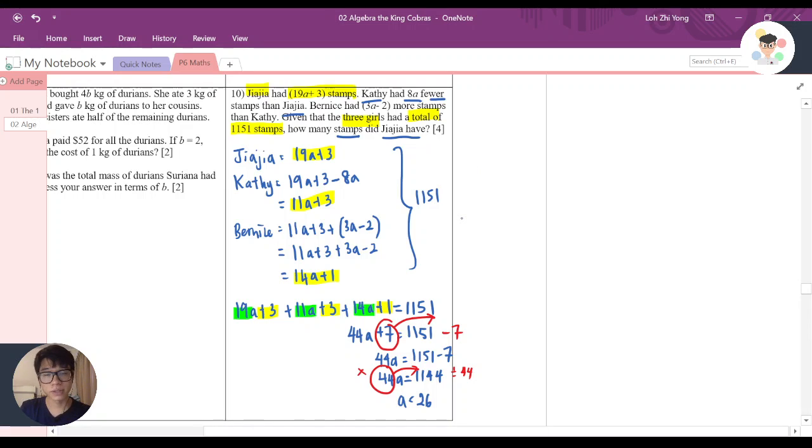So the next step is we found the value of A. Now we need to put it inside and find how many stems Jaja had. So let me just put it here. Jaja has 19A plus 3. So what I need to do is I put in A. I know A value is 26. And I know that this is 19 times A. So here will be 19 times 26. Then plus 3. So get your calculator, times, then plus, and you get a final answer of 497. And that's the answer, basically.